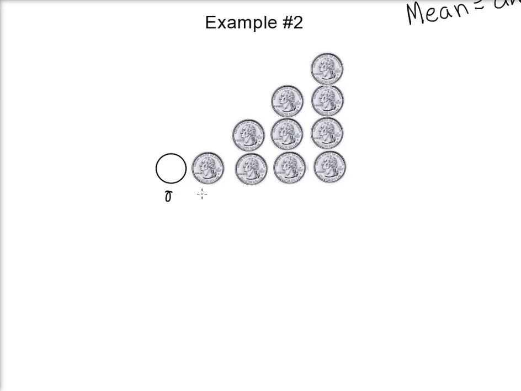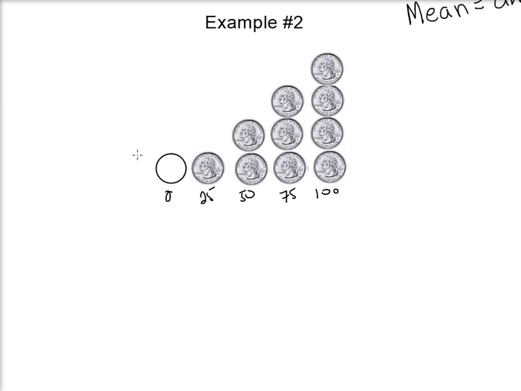The value of this is 25. So this is 50. It's going up by 25, 75, and 100. So each one of those, the value is 100. Think of it as stacks of pennies. So that stack is value 0, 25. The value of that stack is 50. The value of that stack is 75, and the value of that stack is 100.